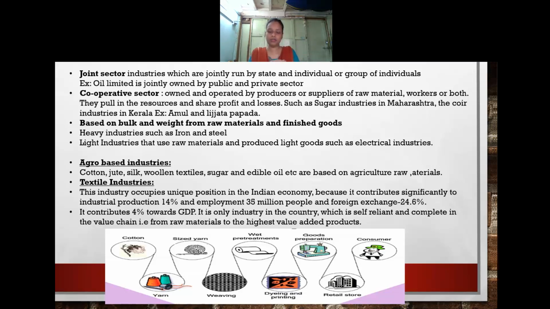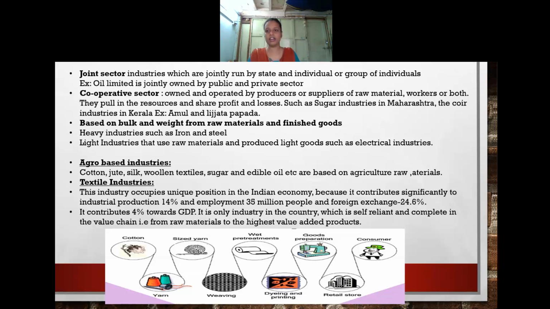So whatever profit will come, whatever losses will be there, they will share the amount equally. Such industries, like sugar industries in Maharashtra and the coir industry in Kerala, are run by the cooperative sector. The producers or suppliers of raw materials and the workers, the people who are producing and supplying the raw materials to make a final product, or the workers, both together with cooperation, will start an industry. Even Amul and Lijjat Papad come under the cooperative sector.